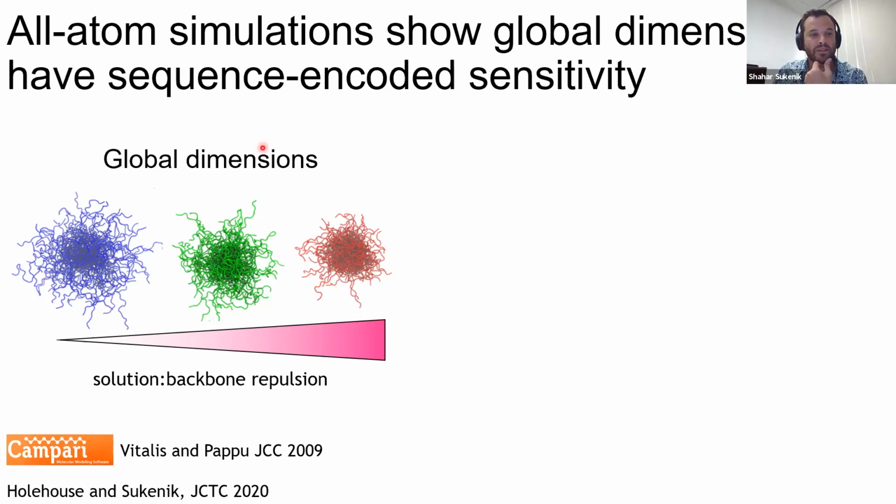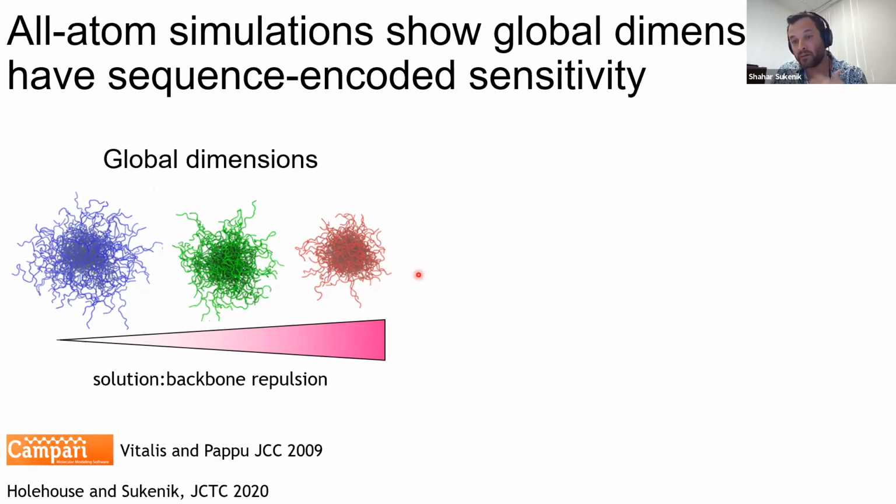And so over here, what you can see is how the global dimensions change as we turn the interaction between the solution and the peptide backbone into something that's more repulsive. The more repulsive the solution gets, the smaller our ensemble becomes, because the protein wants to compact in on itself to reduce the surface area, right? Reduce the amount of interaction with this repulsive solution.